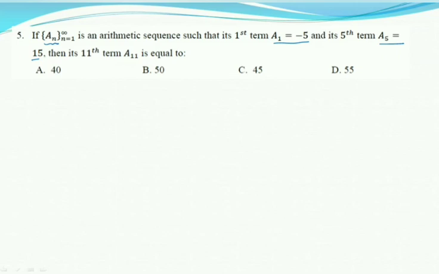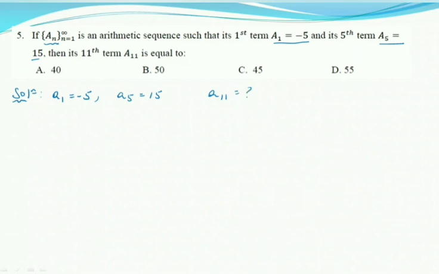If an is an arithmetic sequence with the first term minus 5 and the fifth term is 15, then what is the 11th term? So we have here the first term, which is minus 5. You can say small letter a or capital. In both cases we assume that they are arithmetic. The fifth term is 15. So what will be the 11th term? We are asked the 11th term.